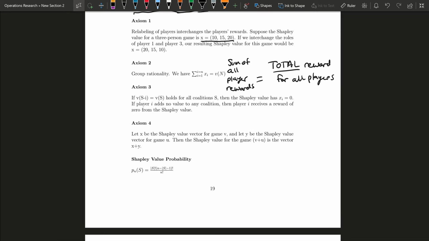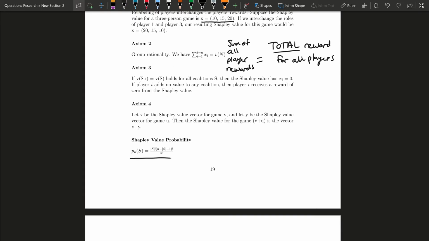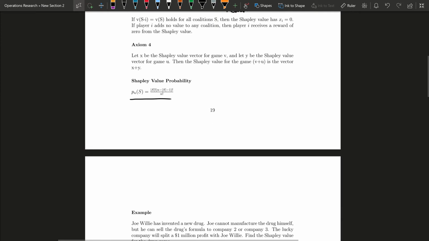And then finally, we do have this general equation to find the Shapley value. However, I do find that rather than using this equation, there's a much easier way to evaluate the Shapley value numbers in the reward vector if you just use order of arrival principles, which I'm going to show you in this example.